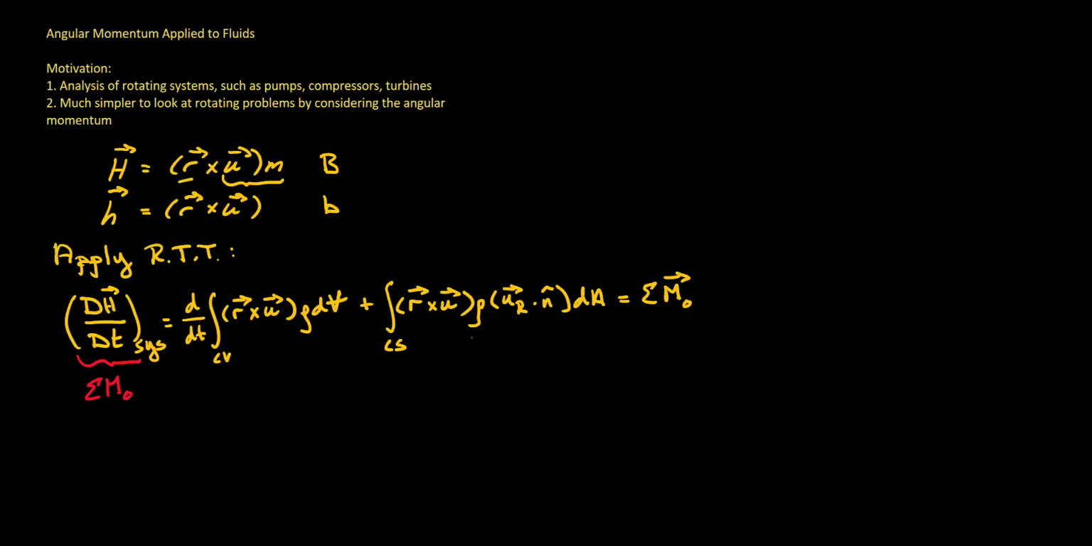So let's remember what these terms are all telling us. These are the fluxes in and out. And this is essentially what the control volume is seeing. So this is in the control volume frame of reference. This term here is in the absolute frame of reference.